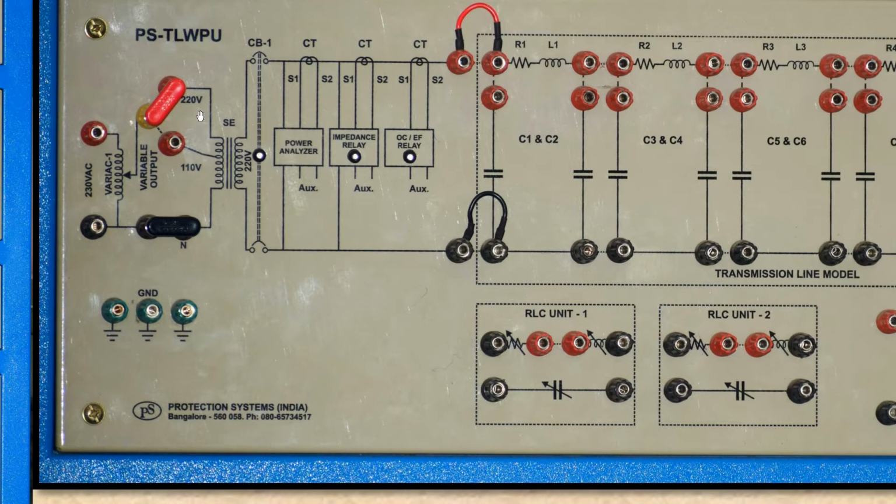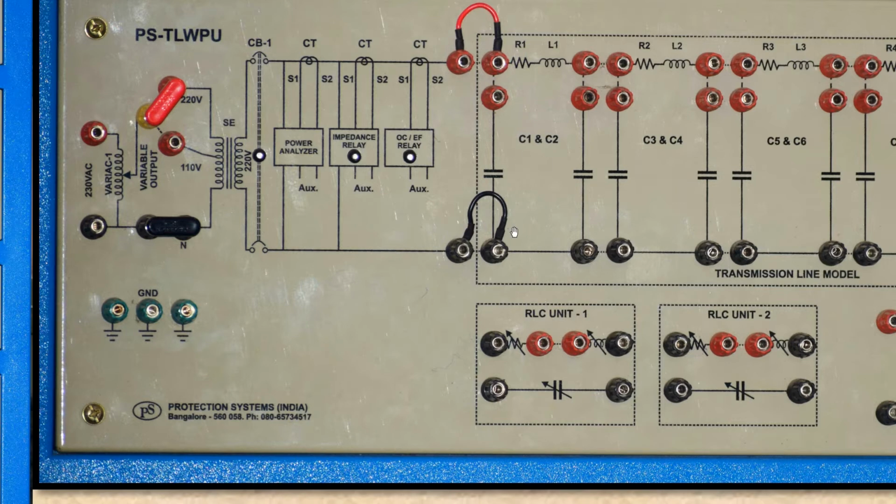Because our transmission line is a 400 km 220 kV transmission line, that's why we are giving 220 volt, and 220 volt is equivalent to 220 kV of the real transmission line. So that's why you have to connect these two terminals. After that we have the sending end transformer, and after that the circuit breaker, and after turning on the circuit breaker, the sending end voltage will come to the transmission line.